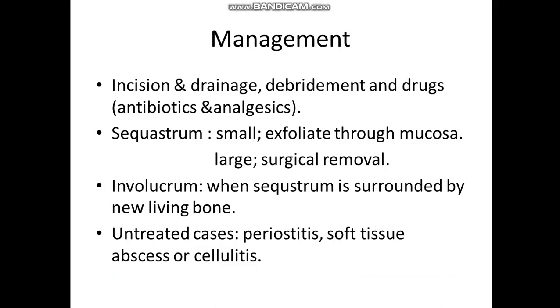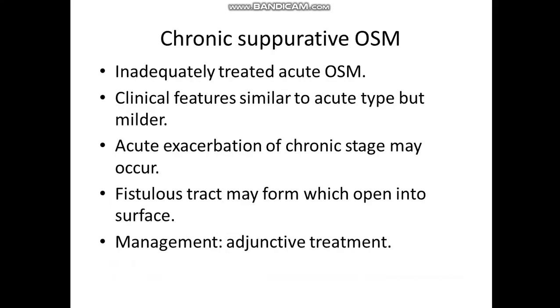If there are untreated cases, it will lead to periostitis, and also sometimes spread of the infection to soft tissue causes abscess or cellulitis. So this is the end of the lecture, and in the next lecture we are going to discuss chronic suppurative osteomyelitis.